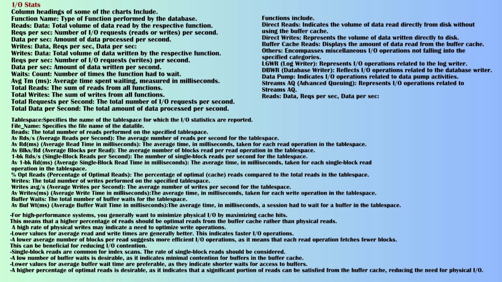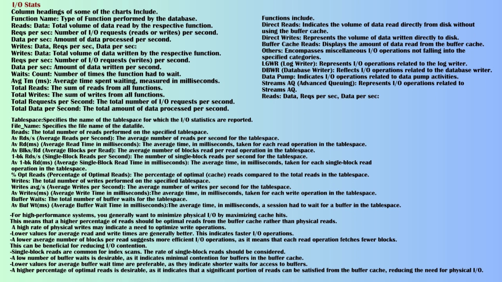For high-performance systems, you generally want to minimize physical I/O by maximizing cache hits. This means that a higher percentage of reads should be optimal reads from the buffer cache rather than physical reads. A high rate of physical writes may indicate a need to optimize write operations. Lower values for average read and write times are generally better. This indicates faster I/O operations.